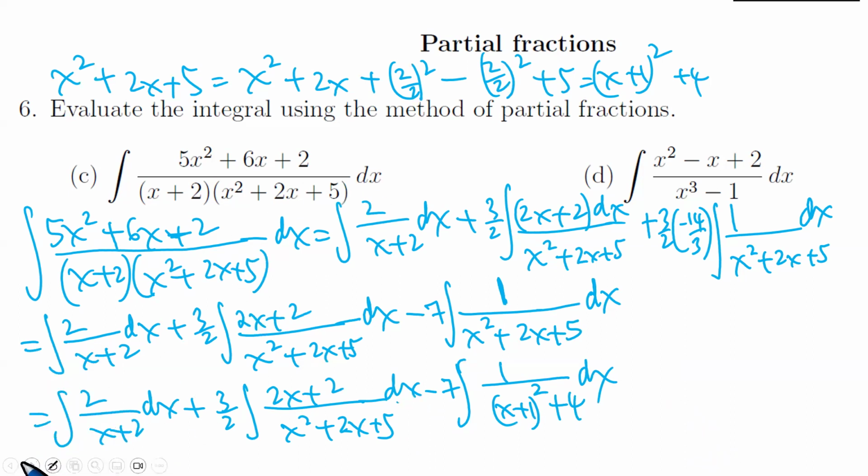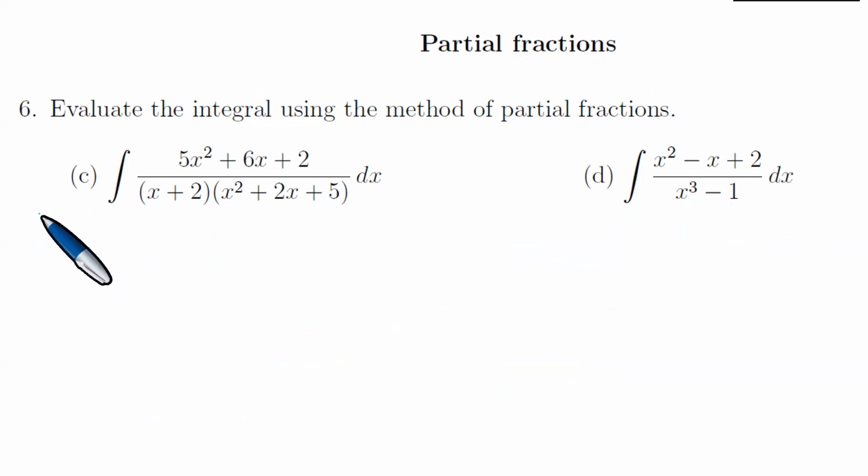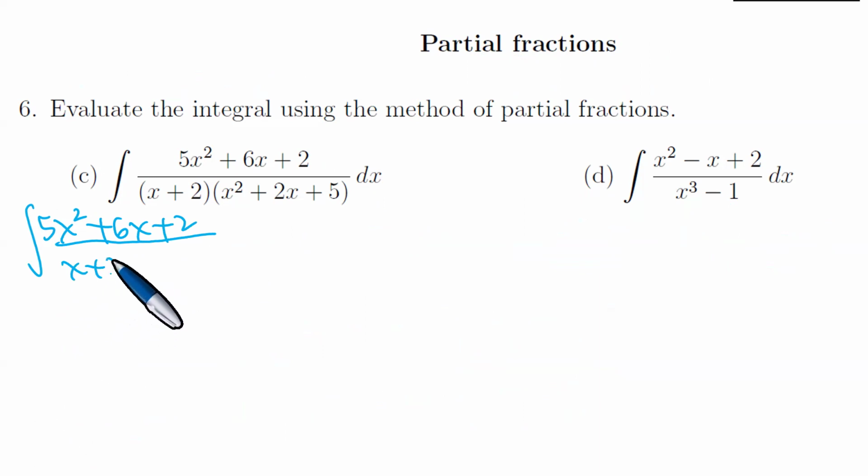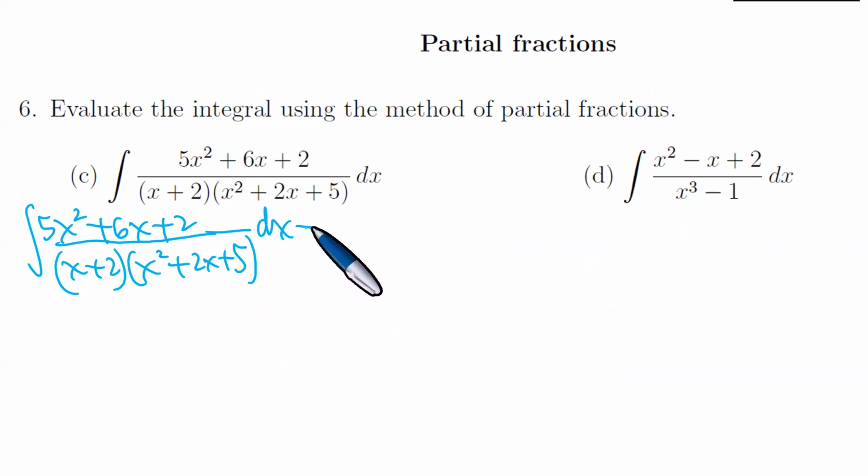We still have the integral. We still have the integral of 5x squared with 6x together with 2x + 2, x squared + 2x + 5 dx. So we have the following.